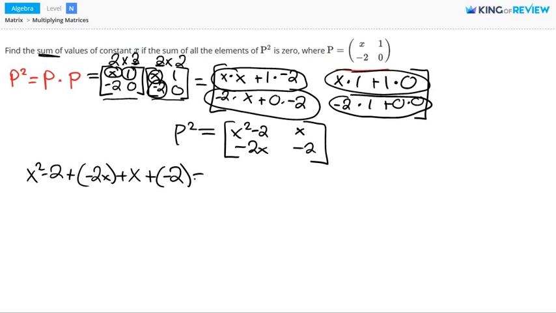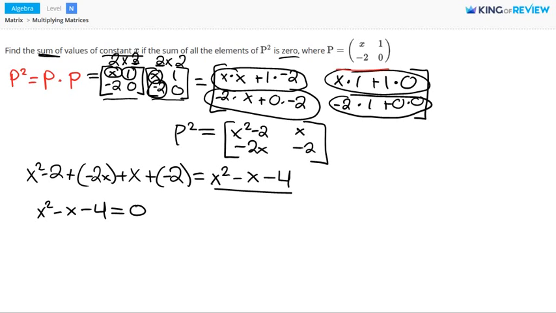Now let's just combine like terms to simplify. So we have x squared minus x minus 4. So this represents the sum. Now we want to know what constant x is when the sum of all of these elements is set equal to 0. So x squared minus x minus 4, and we're setting this equal to 0.